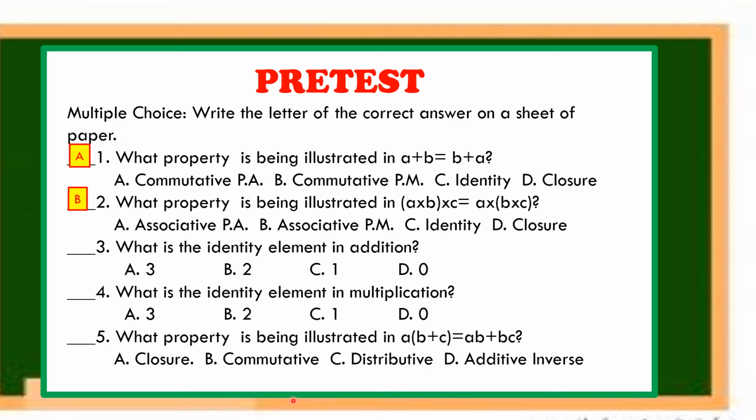For number 3, it is the identity element in addition. What is the answer? The answer is letter D, 0. For problem number 4, the identity element in multiplication, what is the answer? The answer is letter C, that is 1. For the last number, what is our answer? The answer is letter C, distributive property.